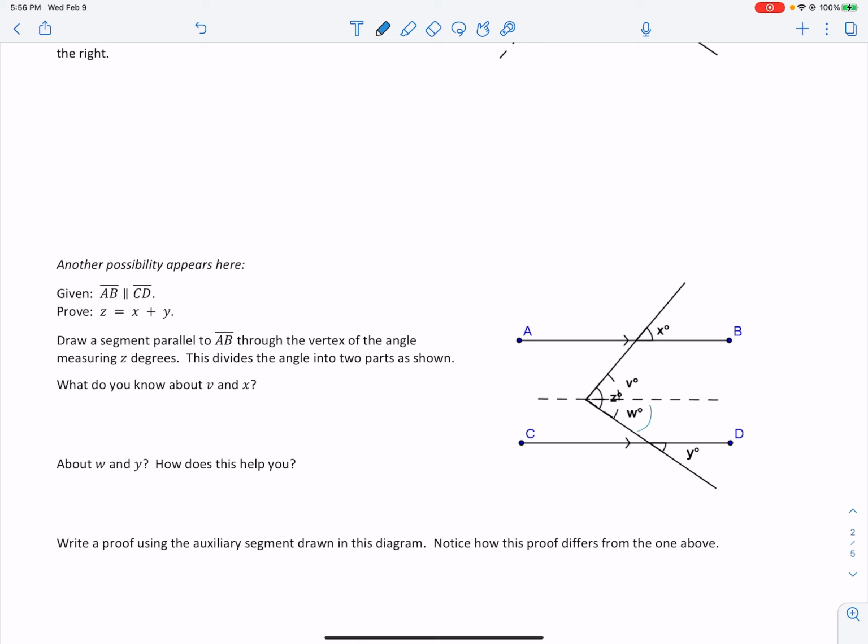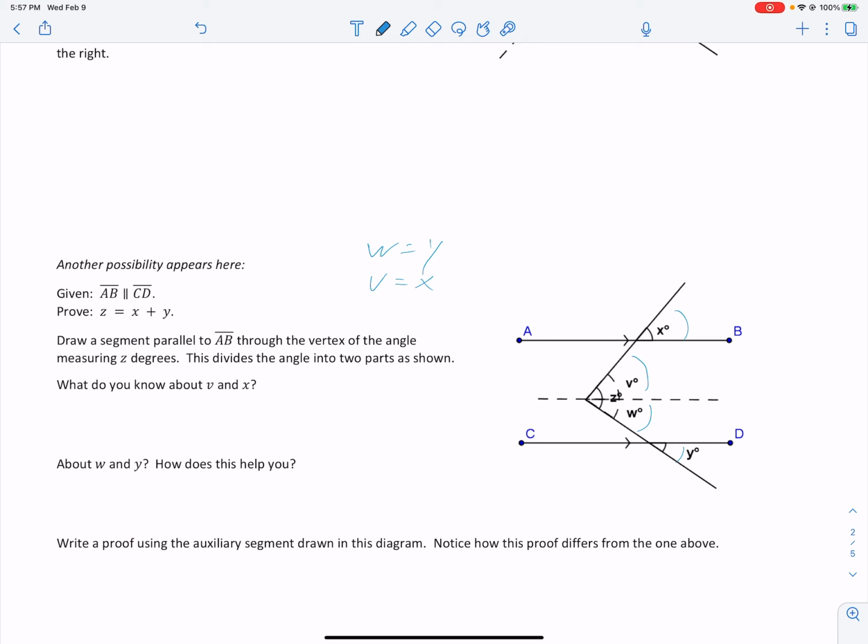But we can say that these two are corresponding angles, so that W equals Y. I'm not going to go through the whole thing. And then V and X are corresponding angles, so V equals X. So we get to use the exact same idea, we just labeled them differently. We could have used different letters for this. It didn't really matter, okay?